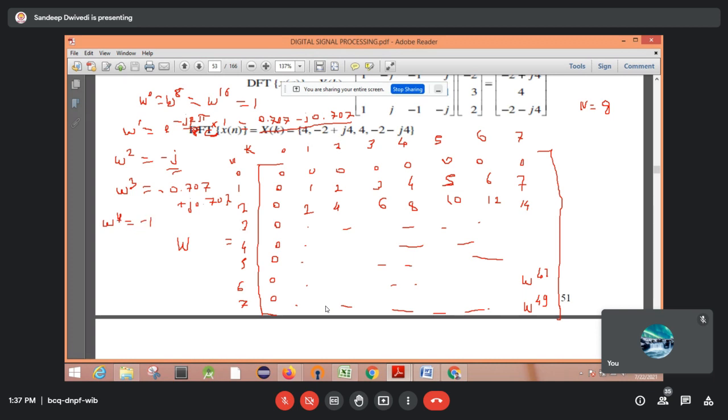Okay. Now w raised to power 4, w raised to power 4 plus 8, that means 12. Then 20, w raised to power 20, then w raised to power 28 will have same value, that is -1. Okay. So ये मैट्रिक्स में जहाँ पे भी w raised to power 4, 12, 20, 28 ये नंबर होंगे वहाँ सभी पे -1 हो जाएगा.